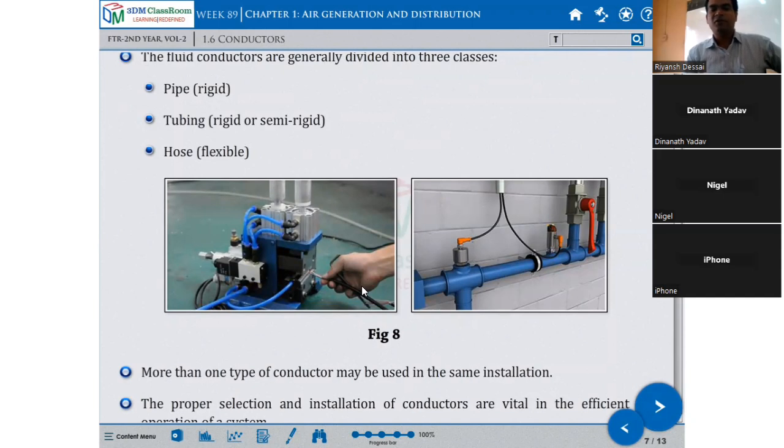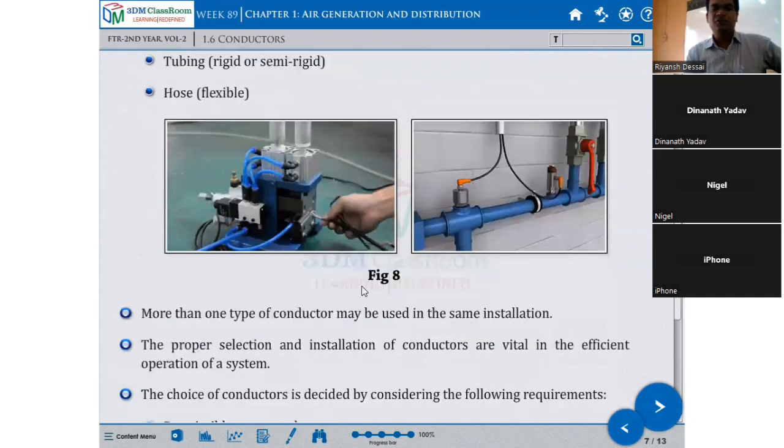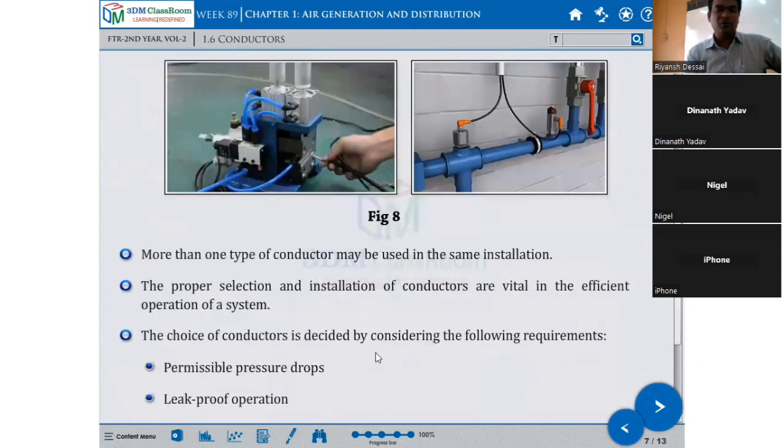More than one type of conductor may be used in the same installation. The proper selection and installation of the conductor are vital in the efficient operation of the system. The choice of conductor is decided by considering the following requirements. As per the requirement, it is decided whether it is going to be a fabricated line or flexible. If we want to bring the compressed air from the utility to the plant, we cannot go for this type of tubing. We have to go for the fabricated pipeline. After the pipeline, you put a header, then you put a fitting, then you can apply the hose pipes.